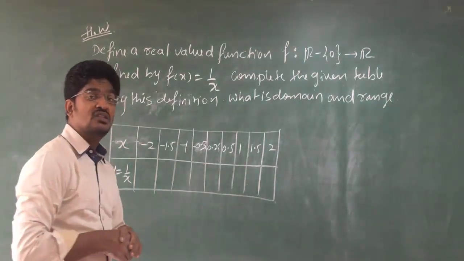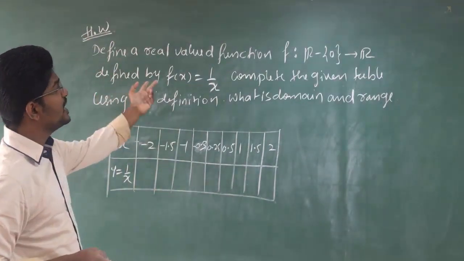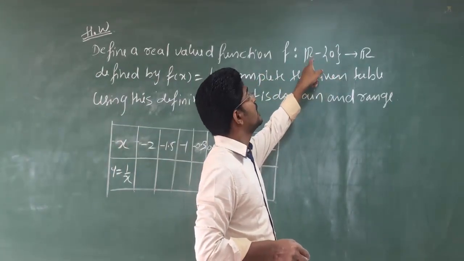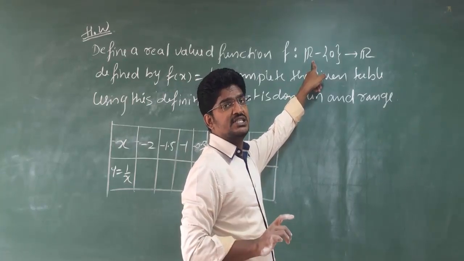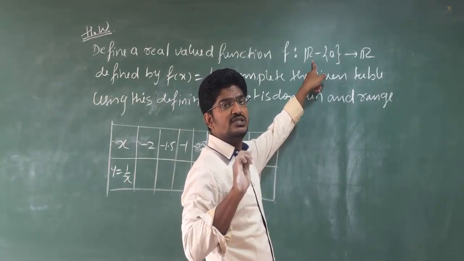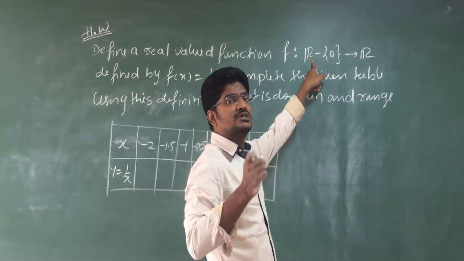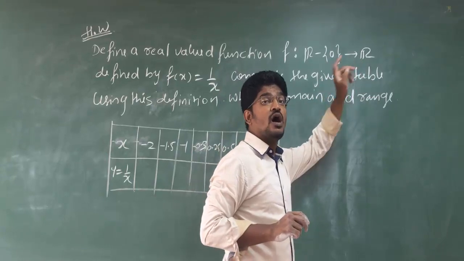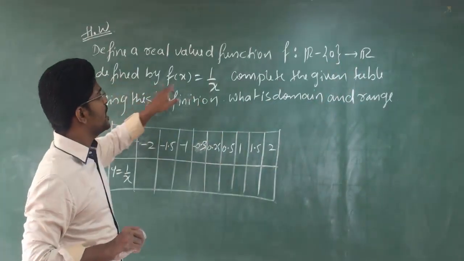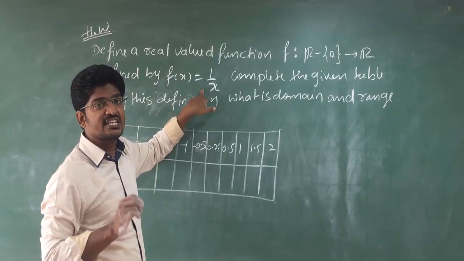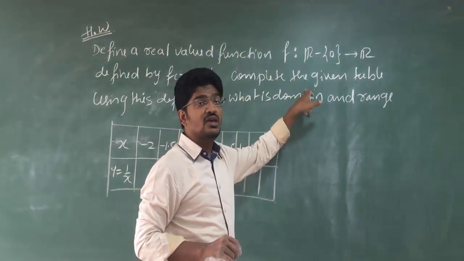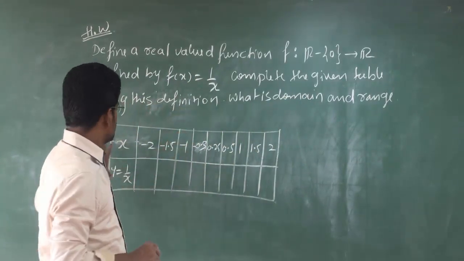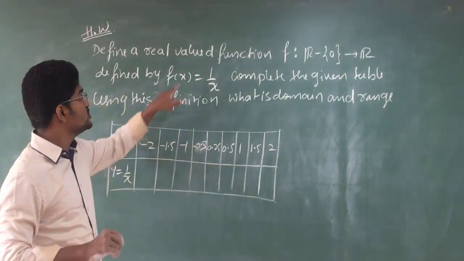Clear? So here what they are asking: define a real valued function f from R minus singleton set 0. That means in the domain there is no 0. Leaving 0, all the real numbers are present. So R minus singleton set 0 going to R, defined by f of x equal to 1 by x, that is a rational function. Complete the given table using this definition. That means this table has to be solved using this definition.